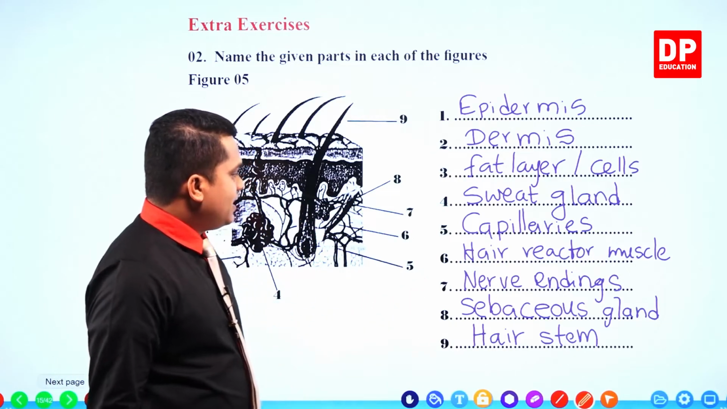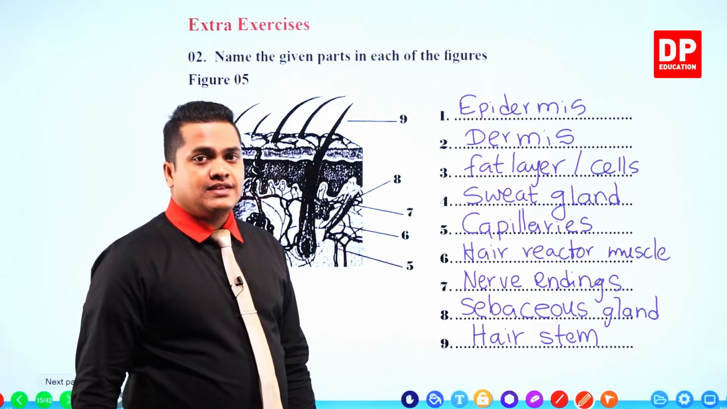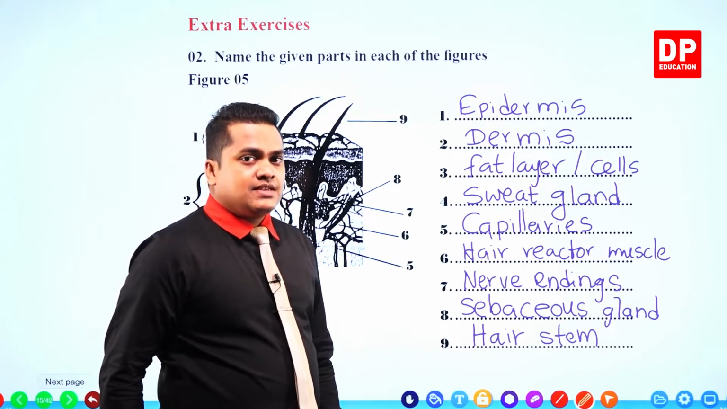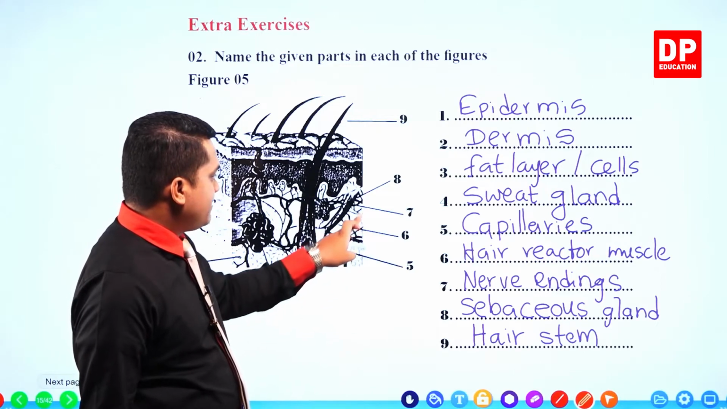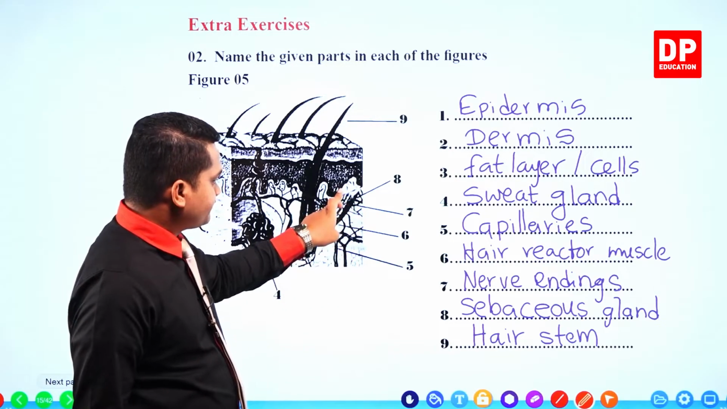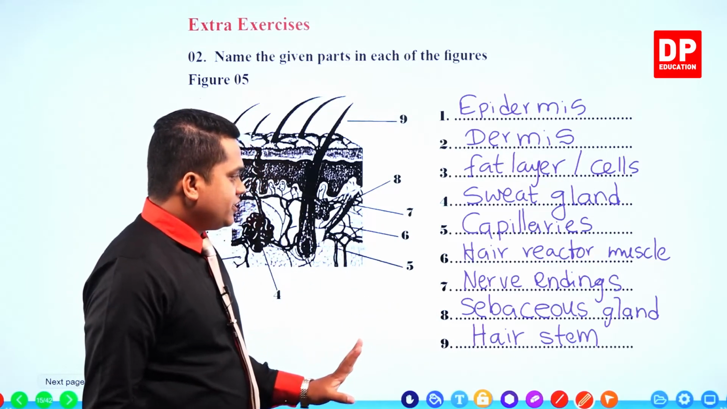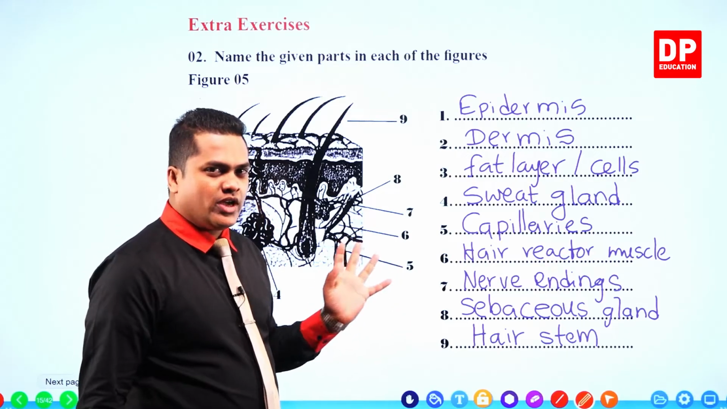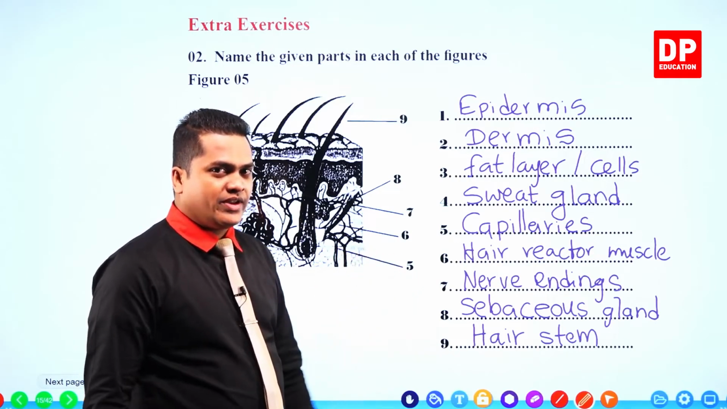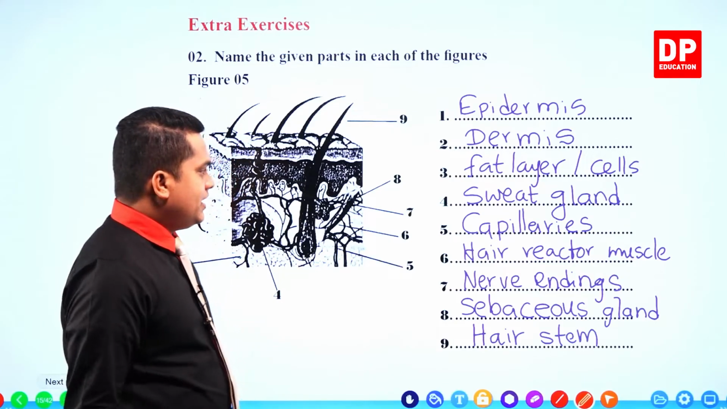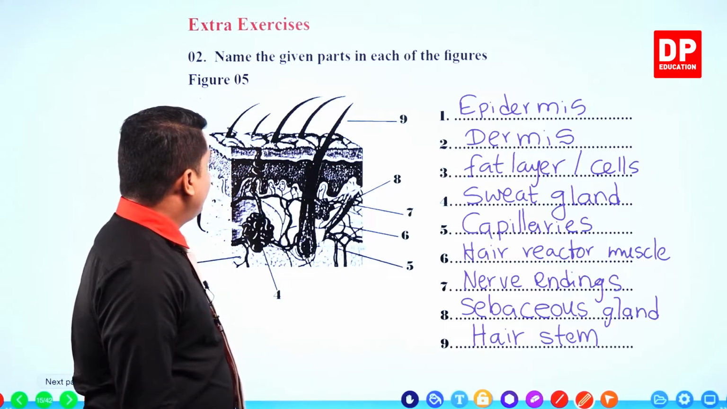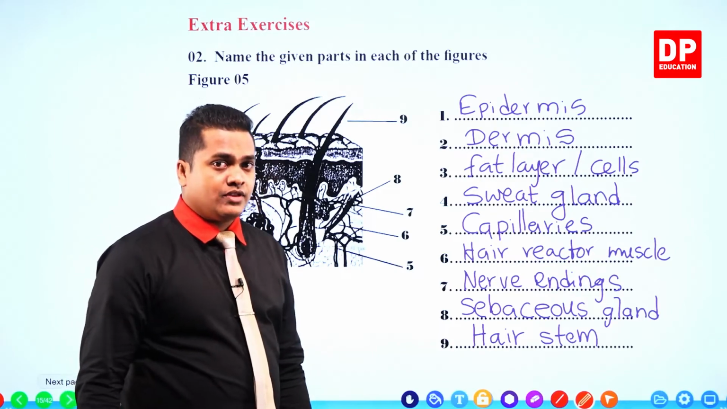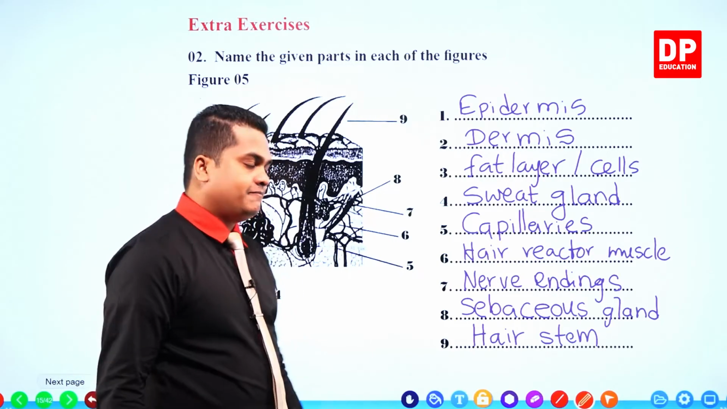Then number 7, nerve endings. Nerve endings help to process the senses. Here you can observe under number 7, nerve endings. Number 8, sebaceous glands. The two types of glands are sebaceous glands and sweat glands. Then finally, number 9, the hair stem. So this is figure number 5 related to the parts of the skin.